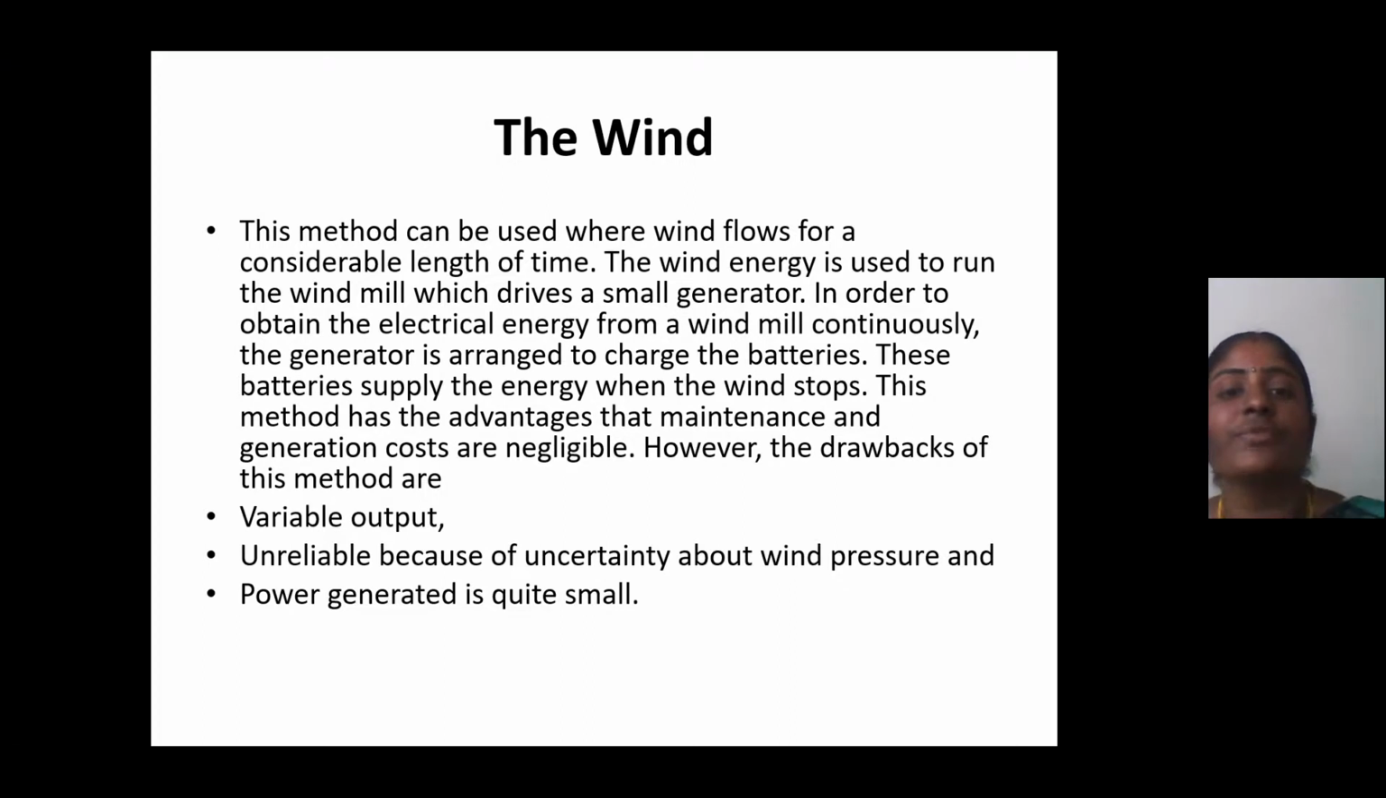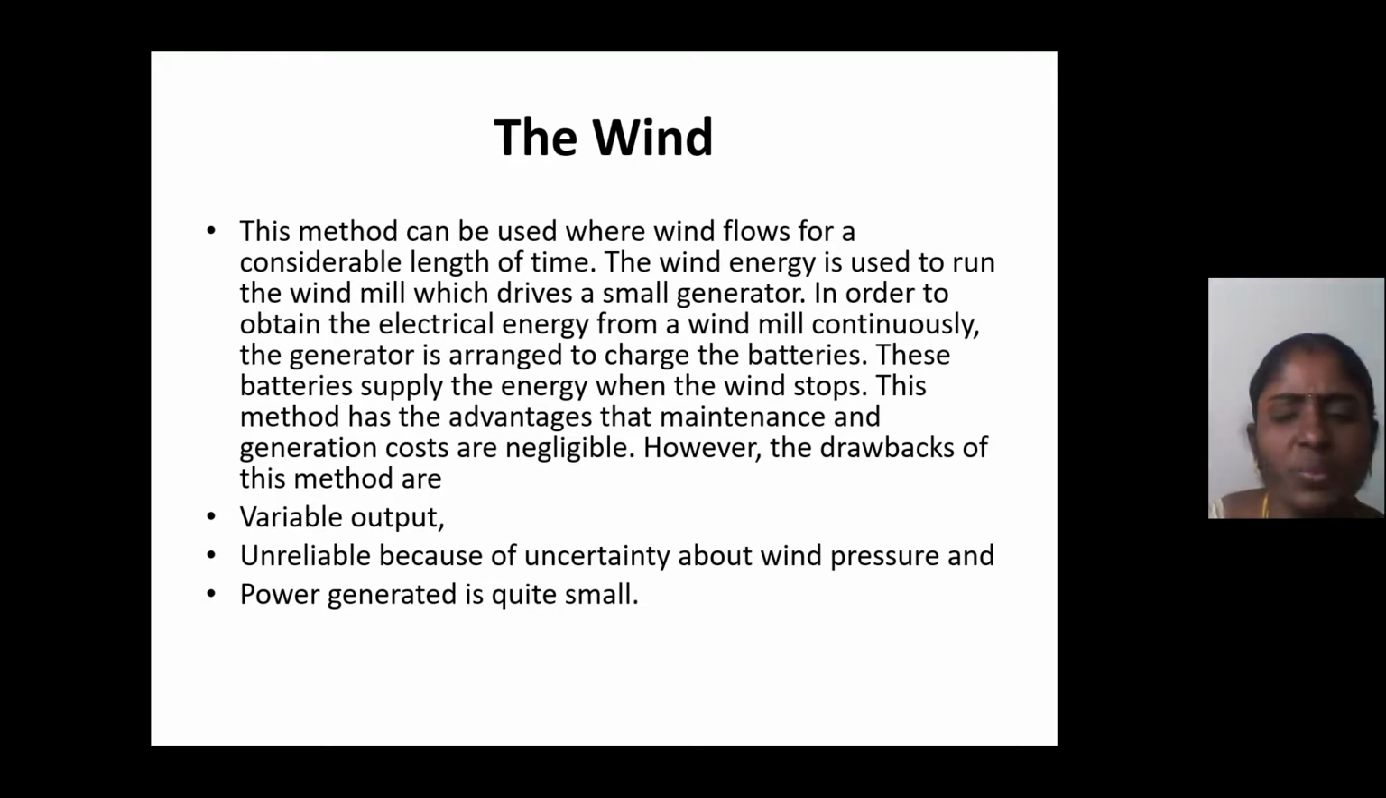The next source is the wind. This method can be used where the wind flows for a considerable length of time. So we have to concentrate on wind speed and wind direction when preferring wind as a source. In order to obtain electrical energy from a windmill continuously, the generator is used to charge the batteries. As with the sun, when we use wind as a source, we have to use batteries to store the energy for future purposes.